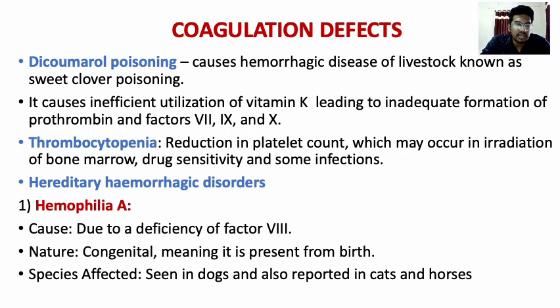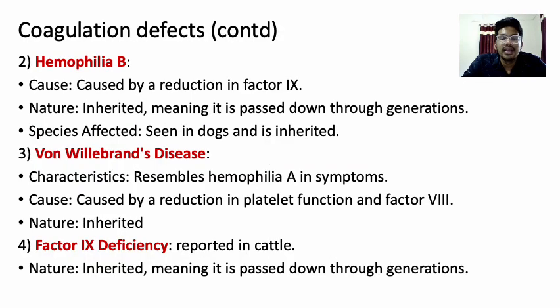The species affected are dogs, but it has also been reported in cats and horses. Next disease is hemophilia B, which is caused by a reduction in factor 9. This disease is inherited, which means that it is passed down through generations. It is seen in dogs as well as in human beings. Next is von Willebrand's disease. It resembles hemophilia A, and it is characterized by a reduction in platelet function and factor 8 production. By nature, it is inherited. Factor 9 deficiency has been reported in cattle. It is also an inherited disease.